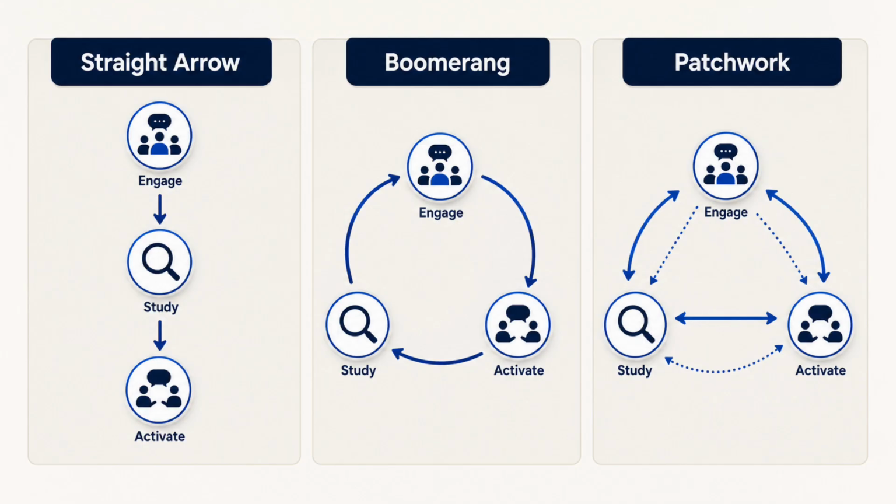None of these sequences is automatically better. Straight arrow is not beginner ESA. Boomerang is not advanced ESA. Patchwork is not expert ESA. The best sequence is the one that solves the learning problem. And this flexibility is exactly what many teachers miss.